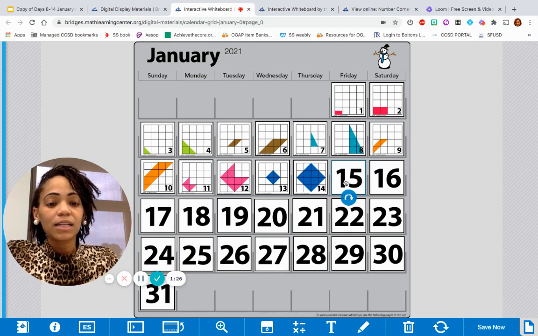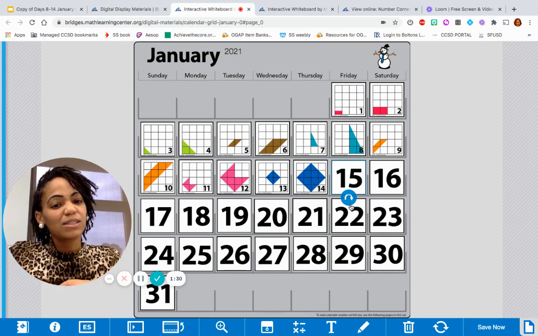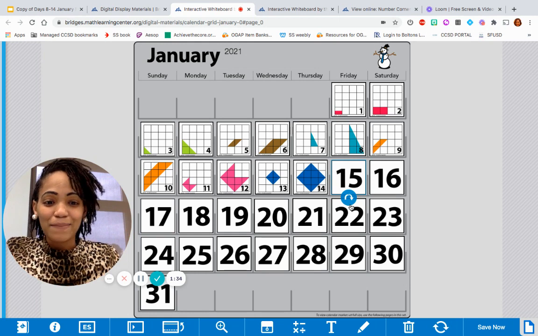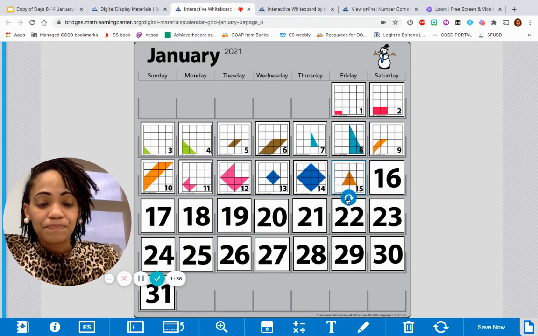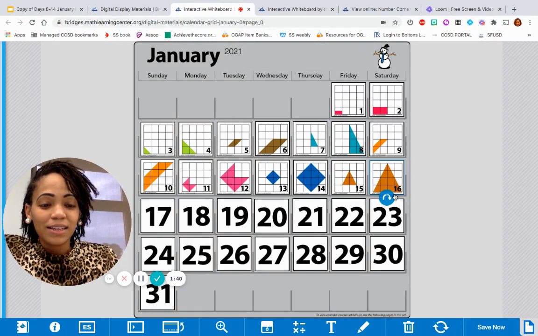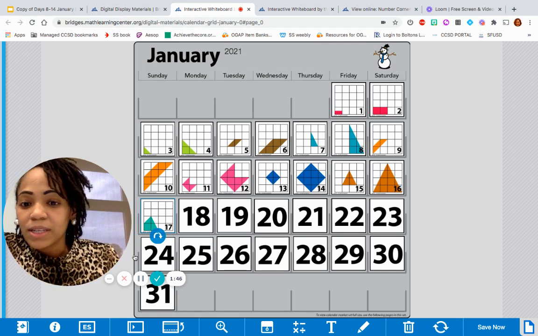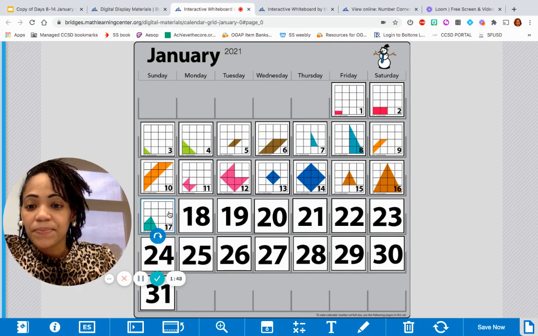So let's take a look at what the calendar markers look like for the days where we were not physically in school because it was the weekend, a holiday, or for our e-learning day. So January 15th, triangle. 16th, big triangle. 17th, ooh, what is the 17th? That looks like an interesting shape. What do you think that is?